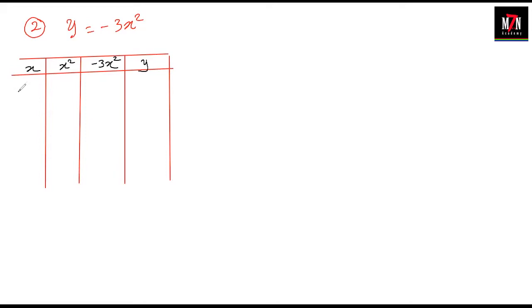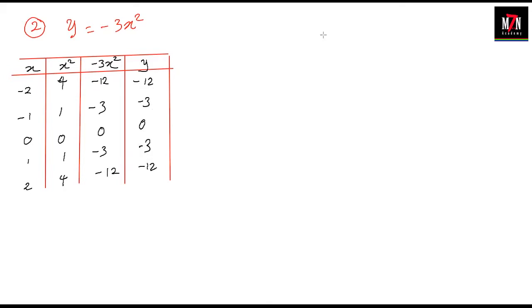So here I'll take again minus 2, minus 1, 0, plus 1 and plus 2. X squared means plus 4, plus 1, 0, 1 and 4. When you multiply that by minus 3, you have minus 12, minus 3, 0, minus 3, minus 12. You just have to multiply each x squared value by minus 3. That will equal y. So here we have the answers.